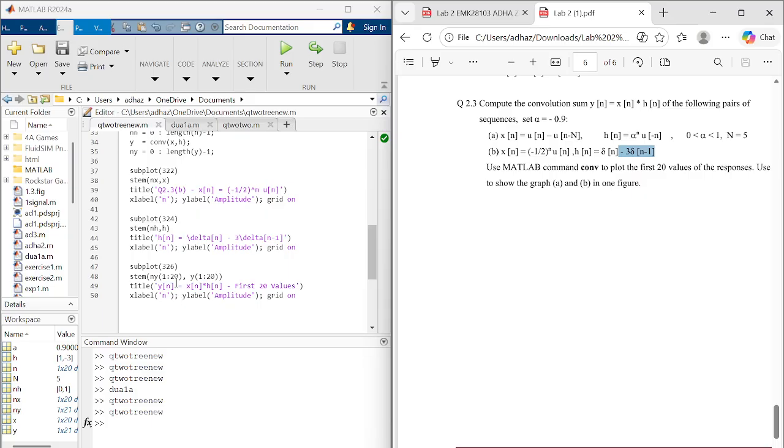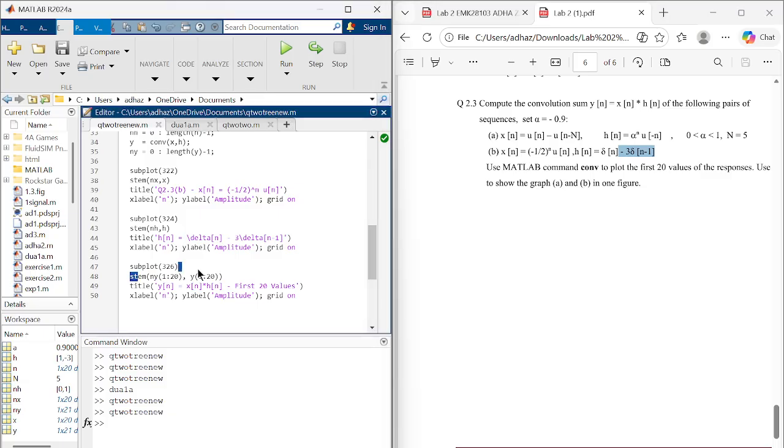For our stem, the convolution result y is actually longer than 20 samples. But the assignment says we need the first 20 values, so we use 1 to 20, like this, to grab just the first slice of data in our plot.